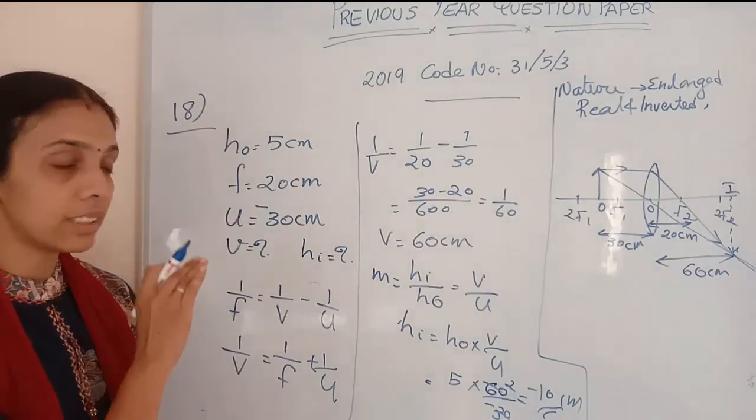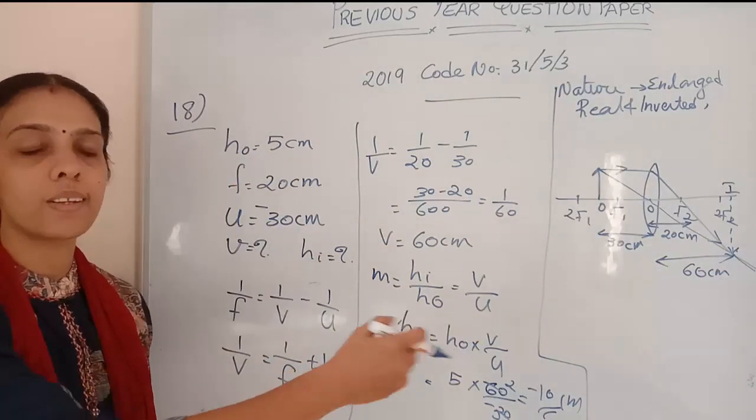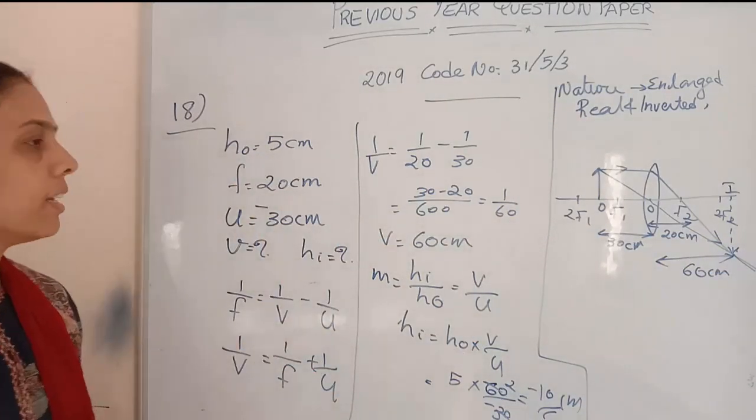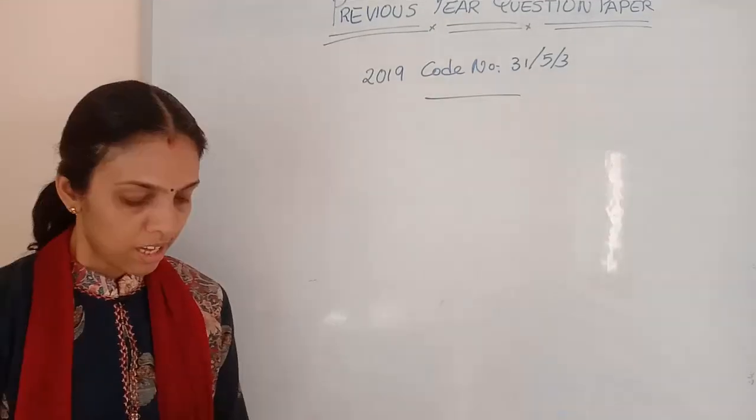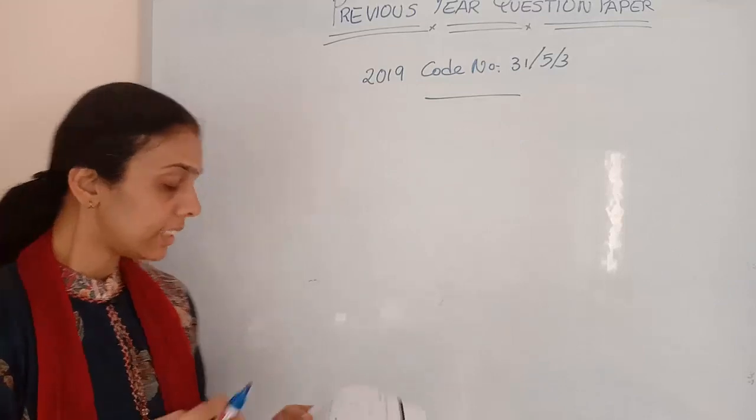So if the object is at the left side, we will be focusing on the right side. Okay, so clear? This is how we will be finding the answer. Clear for you? So the next question is the 19th one.